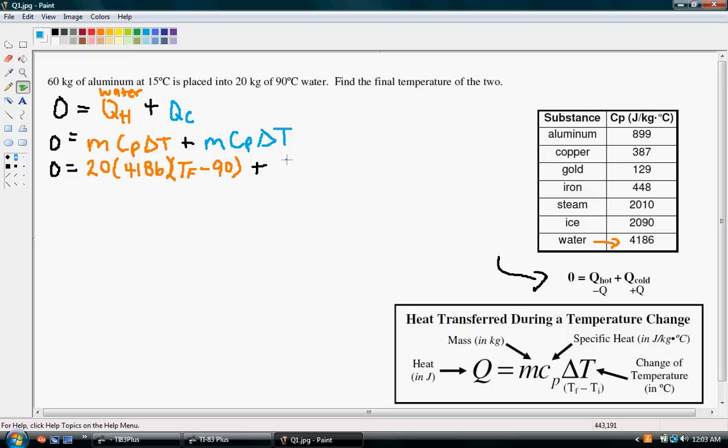Alright, next we have the aluminum. The mass of aluminum was 60. Alright, now we need the specific heat of aluminum. So we're going to go over to the chart. It is 899. Alright, and just like for the water, we do not know the final temperature, but we know the initial was 15 degrees Celsius. Okay, so our next step would be to multiply the first set of numbers out.